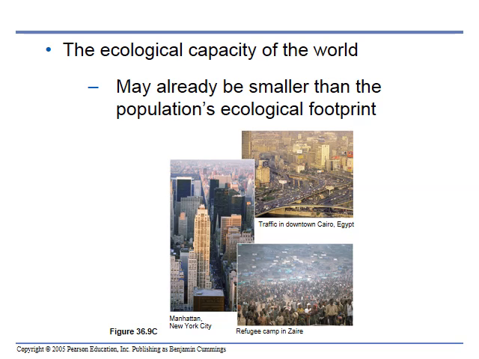Okay, the ecological capacity of the world may already be smaller than the population's ecological footprint. That's to say, if we wanted to have the population at the current size, without starving people in Africa, essentially, if you could get everyone to have a reasonable lifestyle, could the planet sustain that?